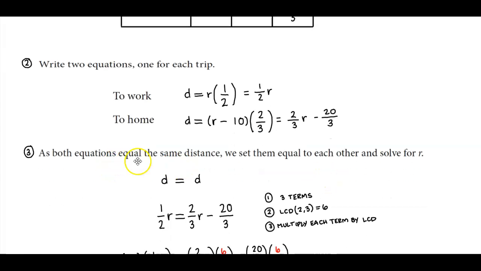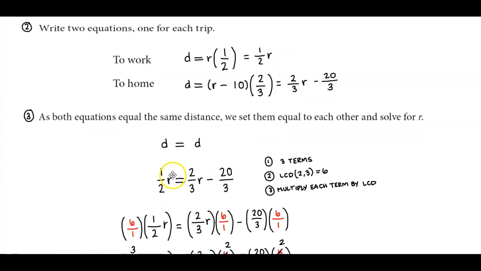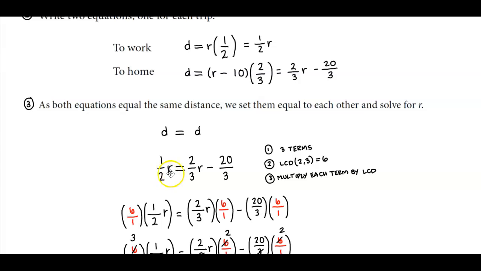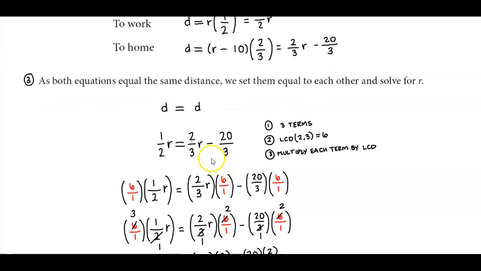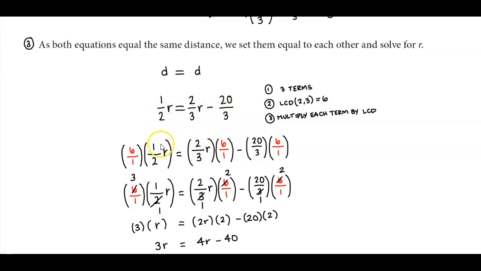As both equations equal the same distance, we set them equal to each other and solve for R. Because they travel the same distance, we can set D equal to D, which means we set these two formulas equal to each other. So we have 1/2 R equals 2/3 R minus 20/3. Going back to our previous exercises, we have three terms, and the LCD is 2 times 3, which is equal to 6. We multiply each term by the LCD. So we have our original equation, 1/2 R equals 2/3 R minus 20/3, multiplied by the LCD over 1, which is 6/1.